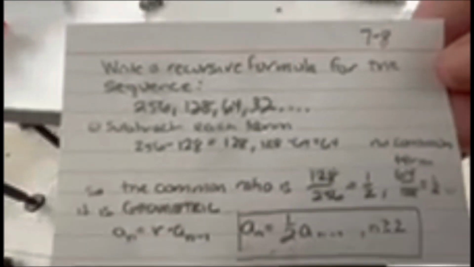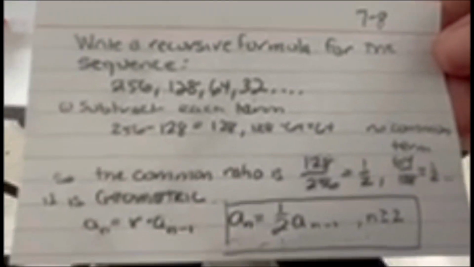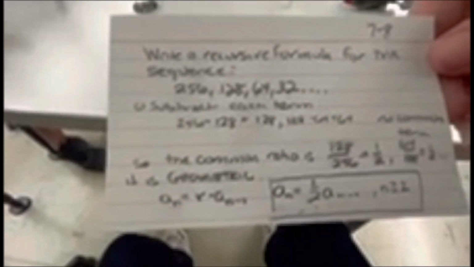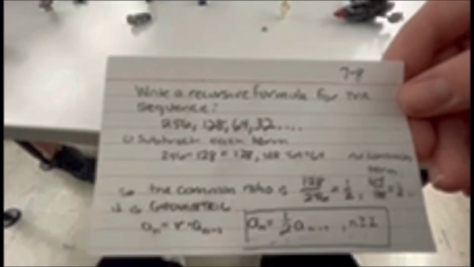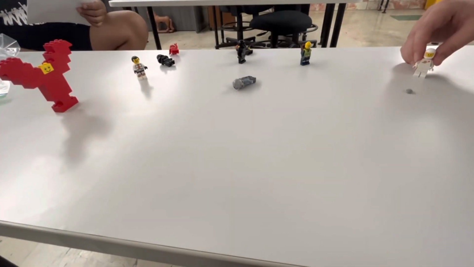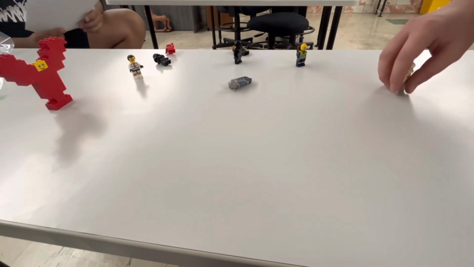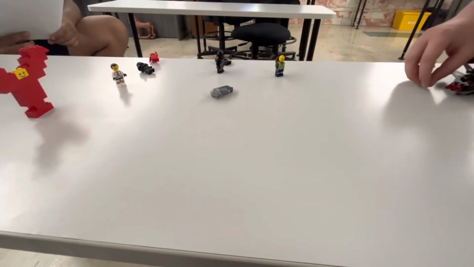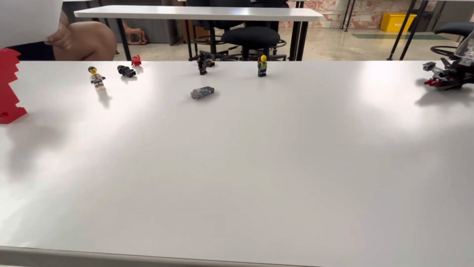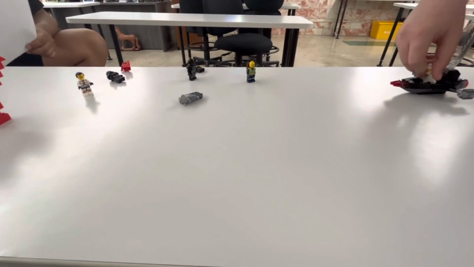It's geometric. a sub n is equal to r times a sub n minus 1. So the answer is a sub n equals 1/2 times a sub n minus 1, where n is greater than 2. Because Captain Crunch the Numbers gets his powers from the sun, his powers are heightened. Captain Crunch the Numbers gets Mercury and heads back to the ship.